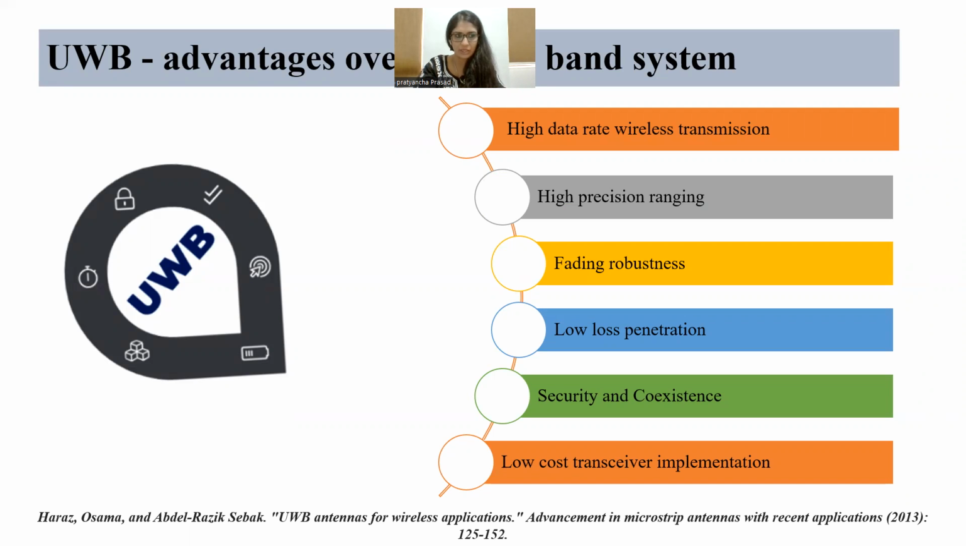So here, one technology is there, ultra-wideband, and it has a number of advantages over the narrowband system. First, a high data rate is there, and high precision ranging. Also, the cost of development of that particular antenna is very low.